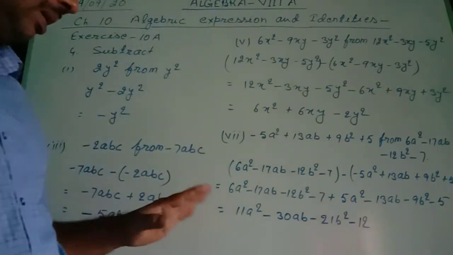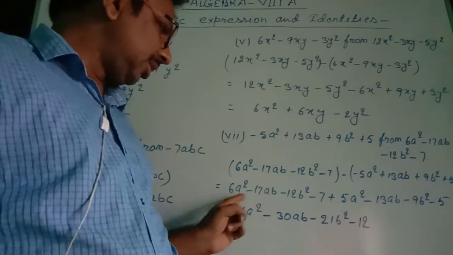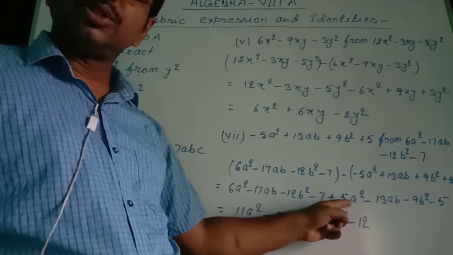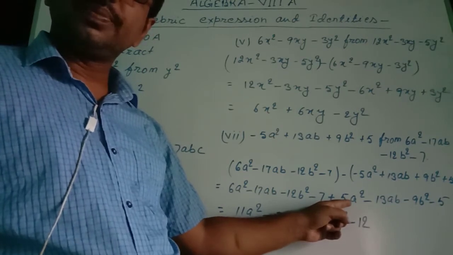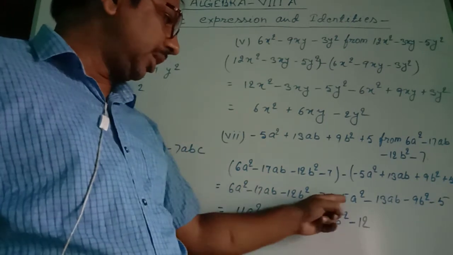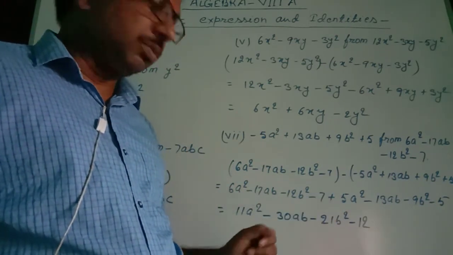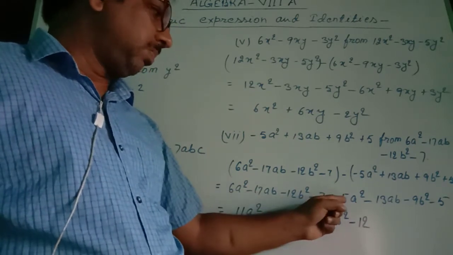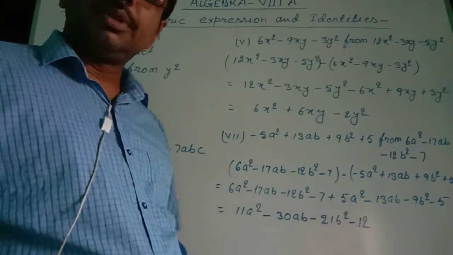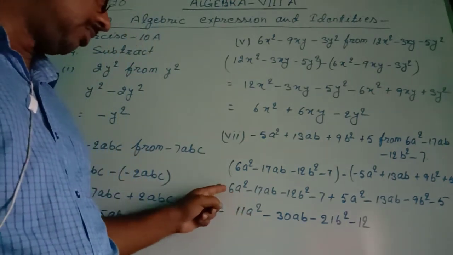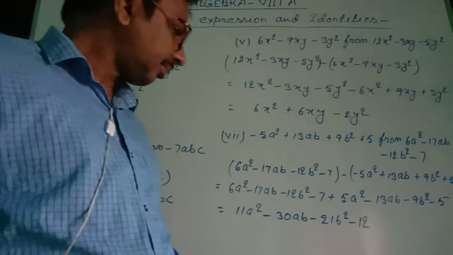Now we will identify the like terms. 6a square plus 5a square. 6a square and 5a square, these two are the like terms. As per sign, these two should be added. Here is plus, here is plus. So plus plus plus, it will be added. 6a square plus 5a square equal to 11a square. And the sign will come of the greater term. It has plus sign, so plus came here.